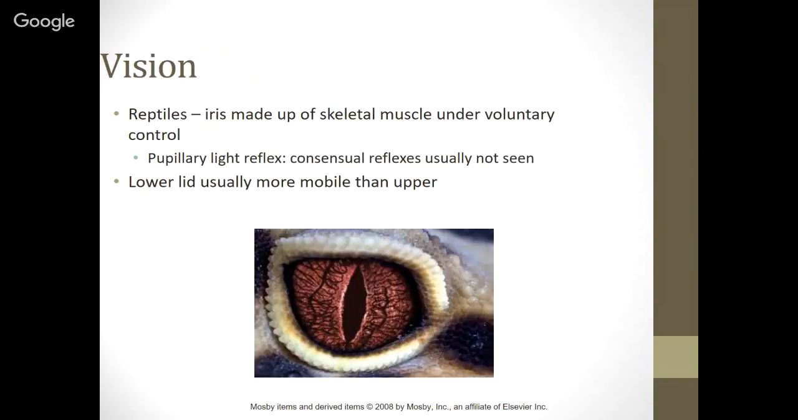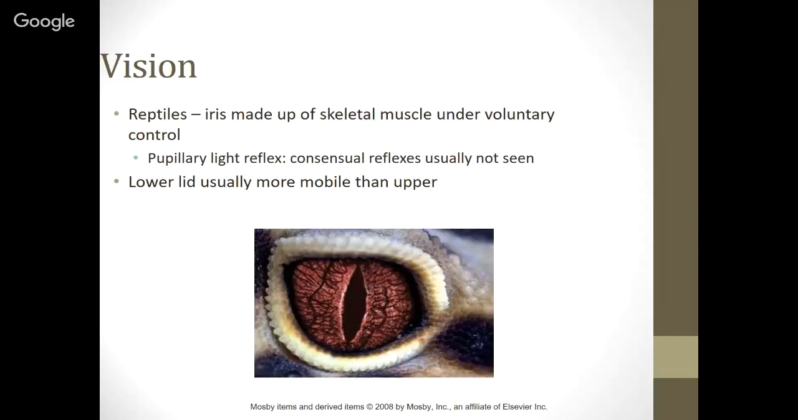Vision. Reptiles, the iris is made up of skeletal muscle under voluntary control. Wouldn't that be cool for us to be able to do? We can't do that. Ours is under involuntary control. They do have a pupillary light reflex, so they do have an involuntary control, but they can also control that iris, open it up, close it down. They don't have consensual reflexes with their pupillary light reflex, so if we shine a light in one eye, the other eye does not constrict as well.